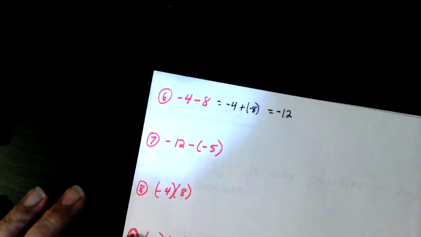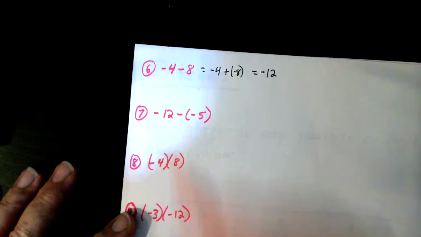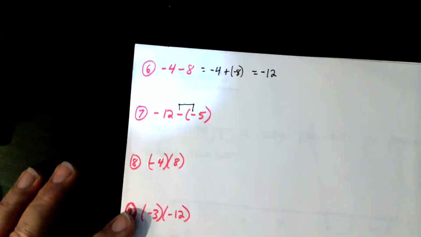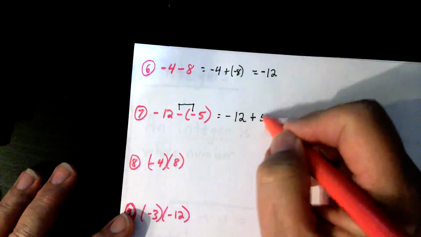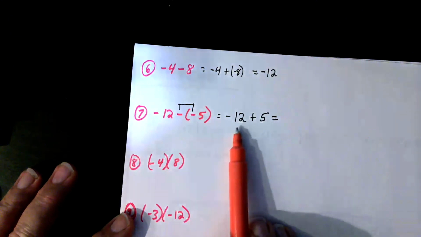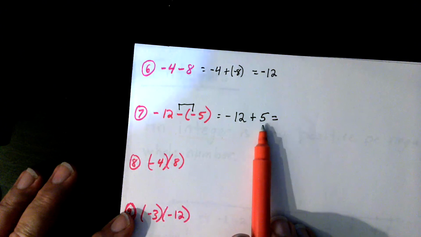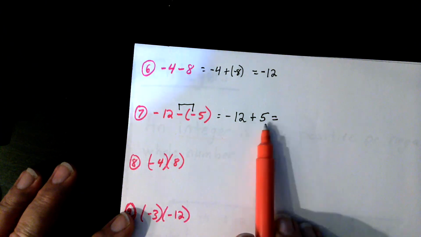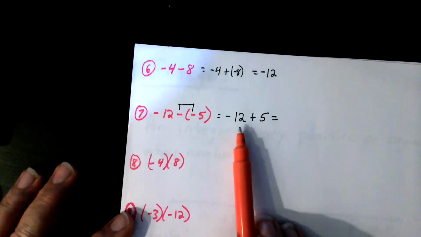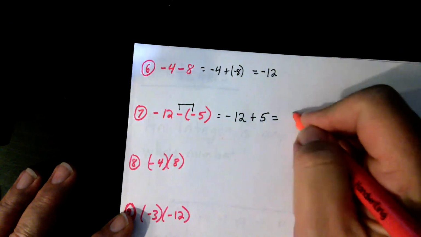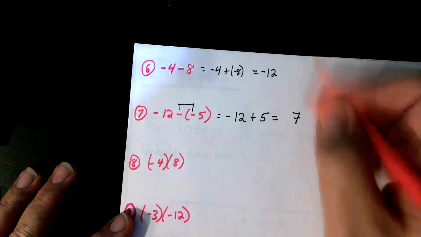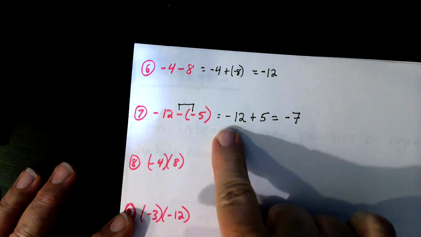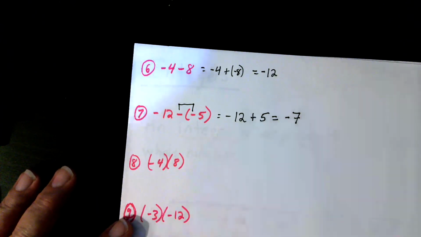Let me make that a little better for y'all. Okay, so for number 7, again, we have back-to-back negatives that are there. So that means negative 12 plus 5. And now the 12 is negative, the 5 is positive. So since the signs are different, I take the difference of the numbers. So the difference of 12 and 5 is 7. And I take the sign of the larger number. The larger number is 12. So my answer is going to be a negative 7, since 12 was negative and it was the larger integer.